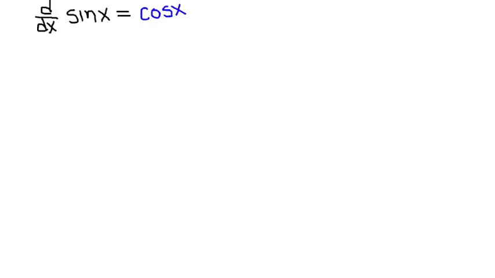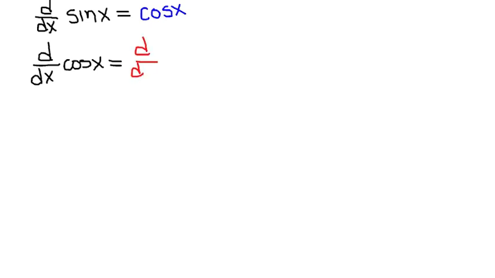Now let's find the derivative of all the trig functions. We know the derivative with respect to x of sine of x is equal to cos of x. All of the other trig derivatives can actually come from the fact that we know the derivative of sine. Let's look at the derivative of cos of x.